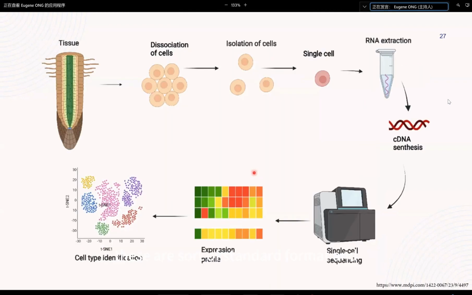Okay, so this is a standard format, and this is just another overview of how, for example, single cell sequencing is used, in this case, for analysis of plant tissues.